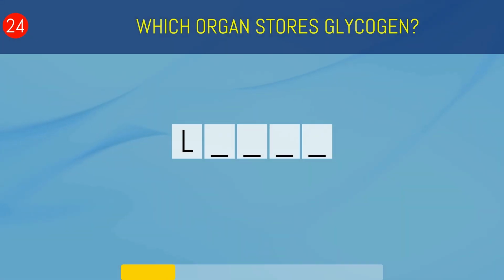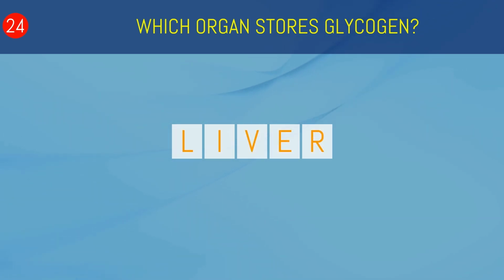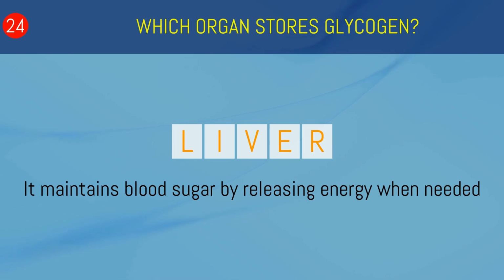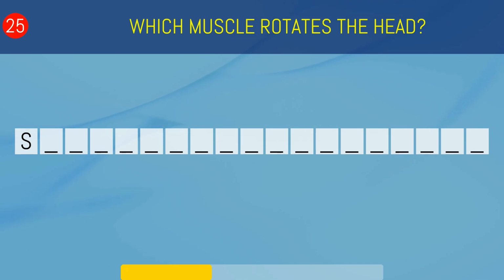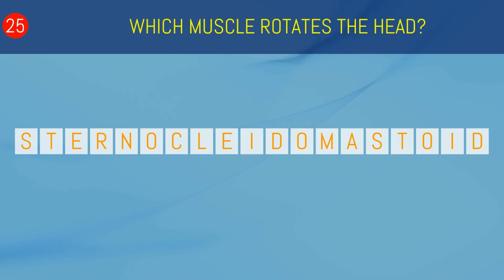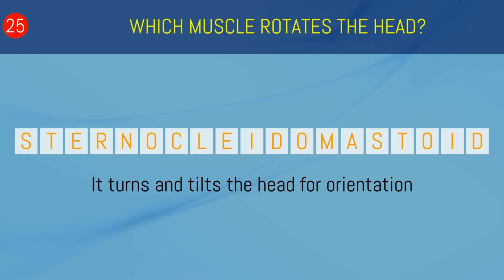Which organ stores glycogen? Liver. It maintains blood sugar by releasing energy when needed. Which muscle rotates the head? Sternocleidomastoid. It turns and tilts the head for orientation.